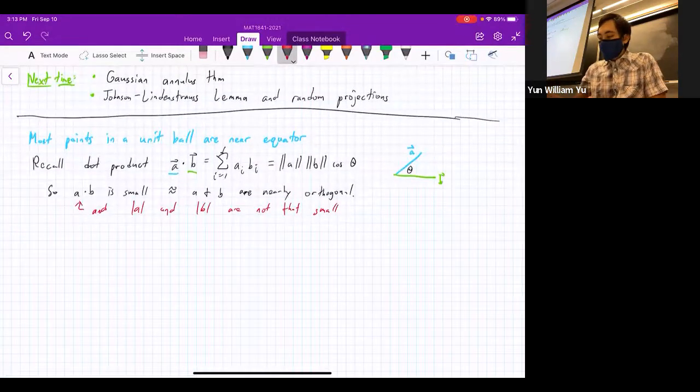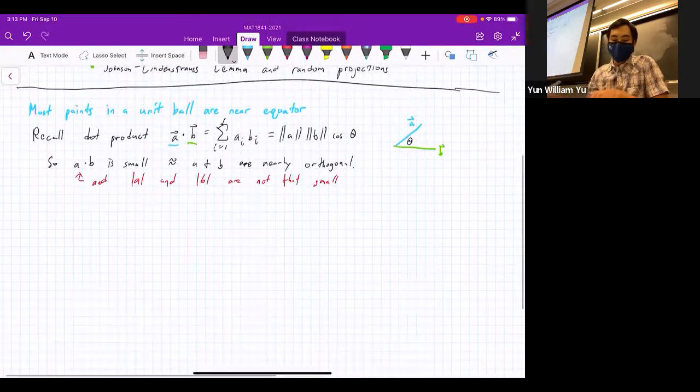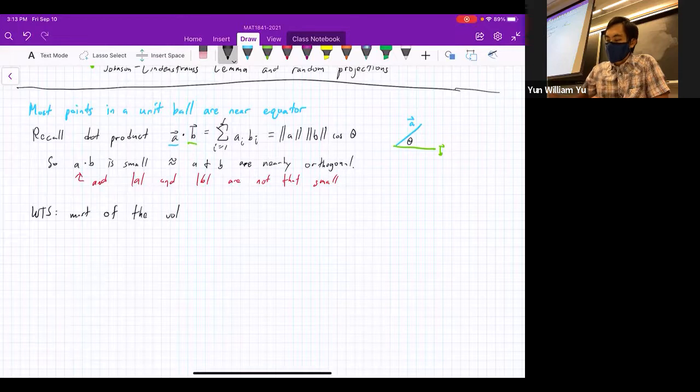Okay. So what did we do last time? We fixed a particular unit vector as north. So we fixed the first coordinate as north. It doesn't matter what you pick. And what we want to show is that most of the volume is concentrated near the equator. That is to say, we want to show that most of the volume of the unit ball, most points in the unit ball, have the first coordinate less than or equal to, well, something.